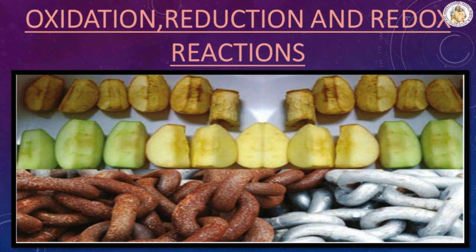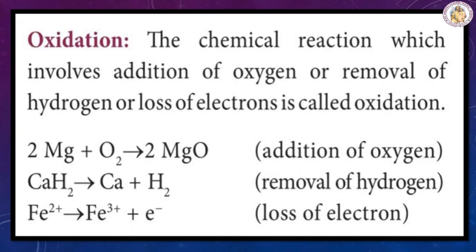Now the topic is oxidation, reduction and redox reactions. When an apple is cut and left for some time, its surface turns brown. Similarly, iron bolts and nuts in metallic structures get rusted. Do you know why these are happening? It is because of a reaction called oxidation. Let's see what is oxidation. The chemical reaction which involves addition of oxygen or removal of hydrogen or loss of electrons is called oxidation. For example, magnesium.